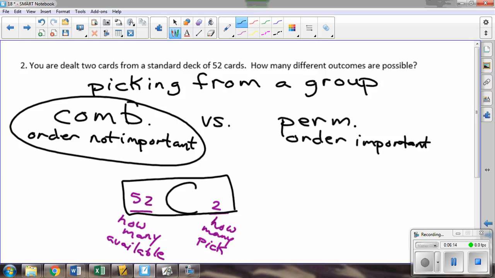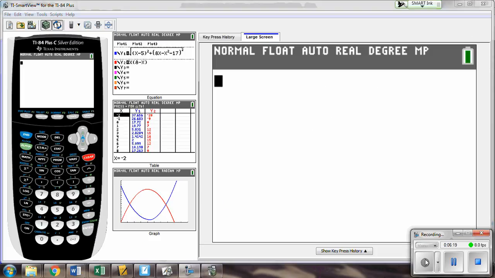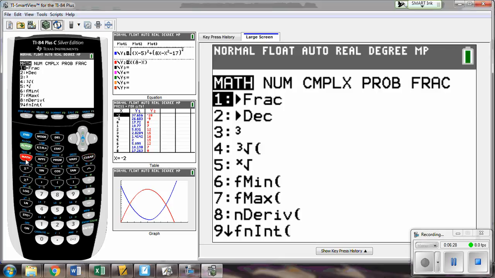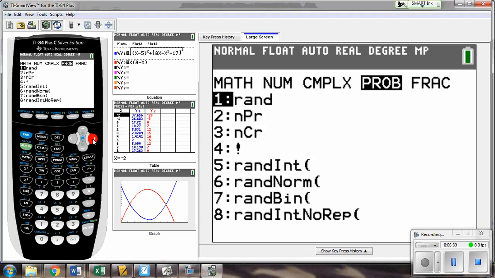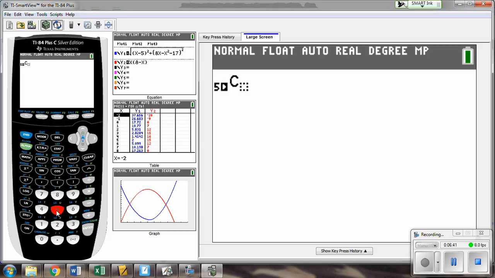And this is what we will now put into our calculator. Do you remember where it's located? Using our TI-84, we know permutations and combinations are located under the math button right here. And in the math feature, we'll scroll over to the probability section. And now option number 3 gives us combinations. So we'll type in 52 choose 2, and we get our answer of 1,326 ways.